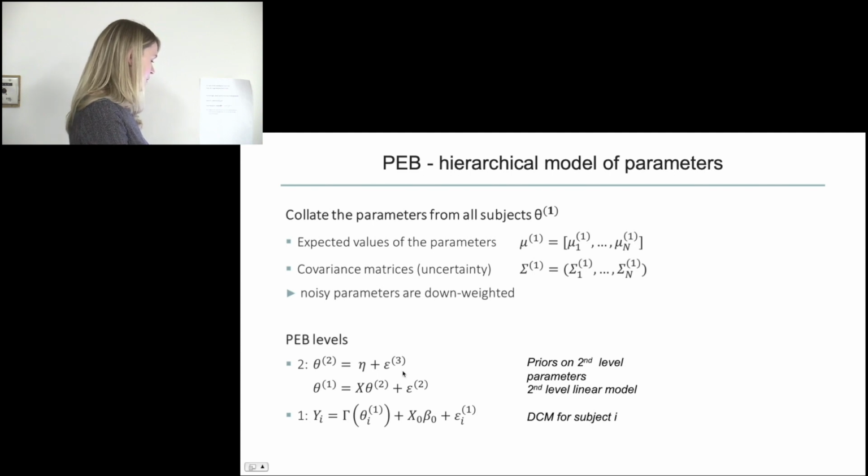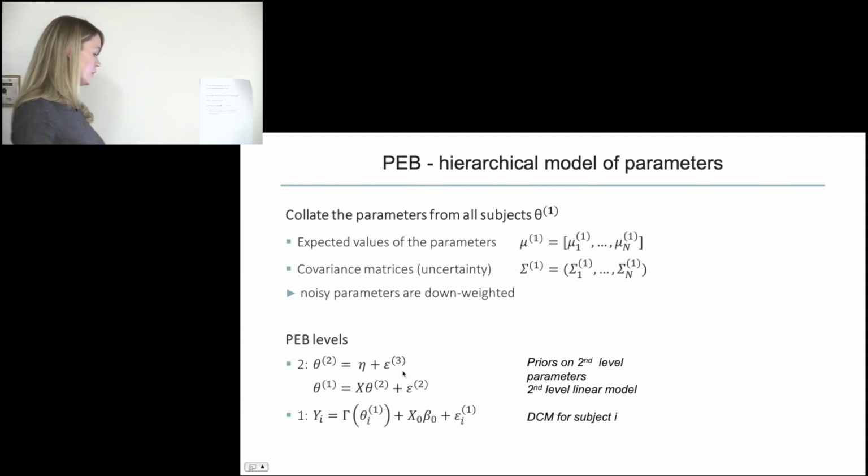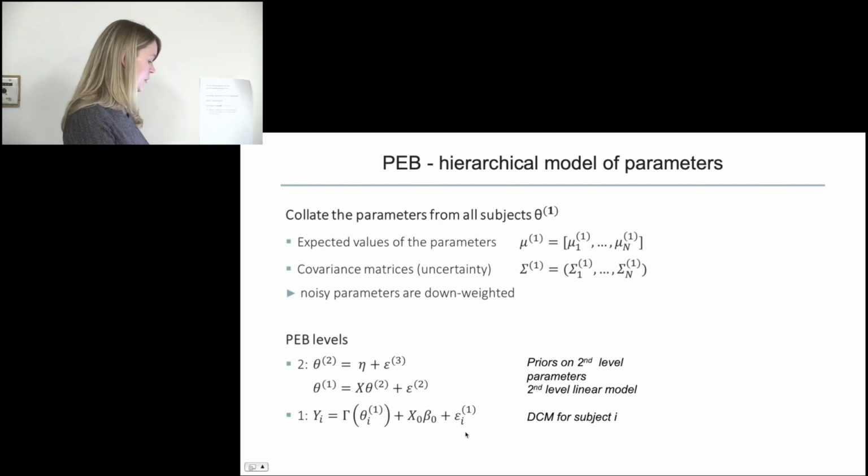Yeah, PEB is a hierarchical model of brain function, and we already know the bottom one. We assume that the brain activity we saw is a function of the DCM and its parameters, some known and unknown noise. And on the second level, we assume that all the first level parameters are just a result of the second level parameters, some noise, and the design matrix.